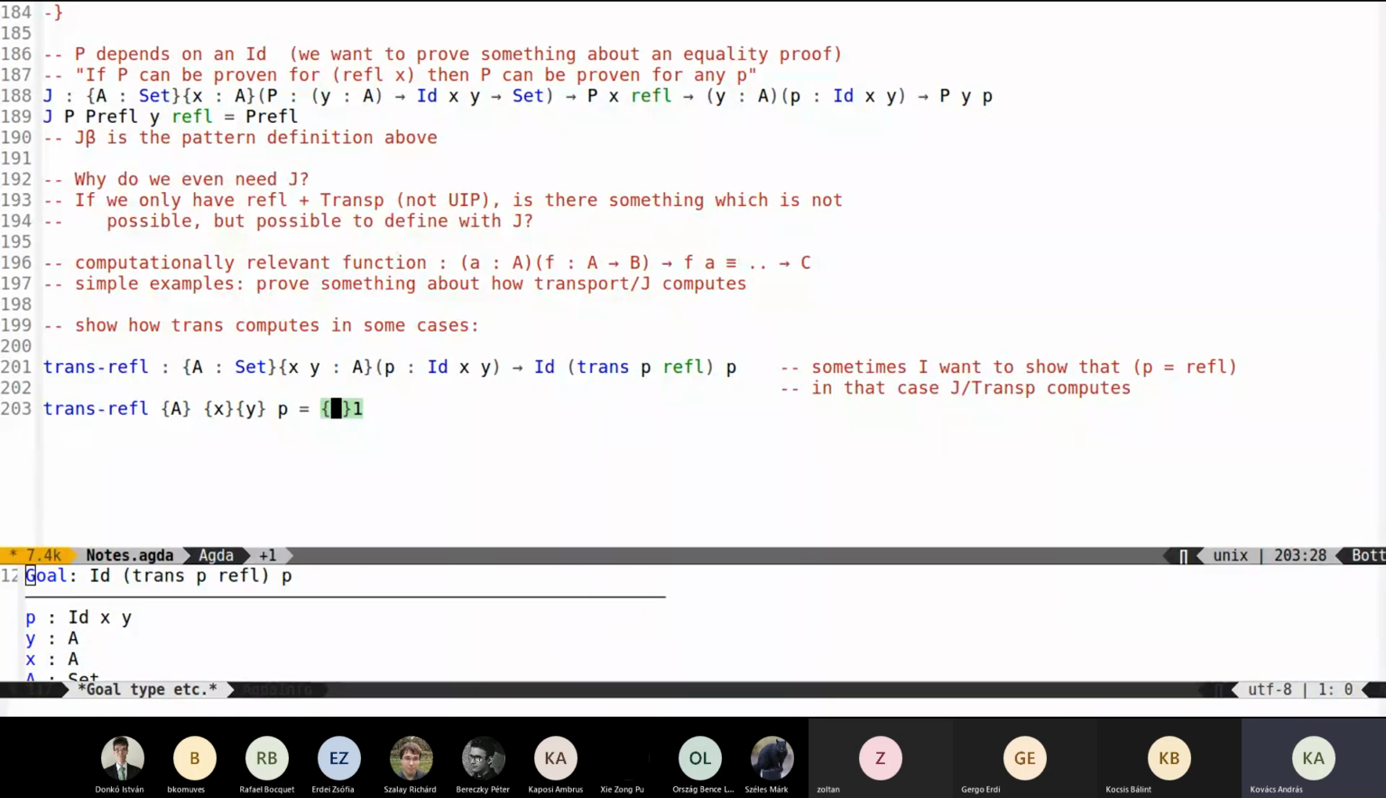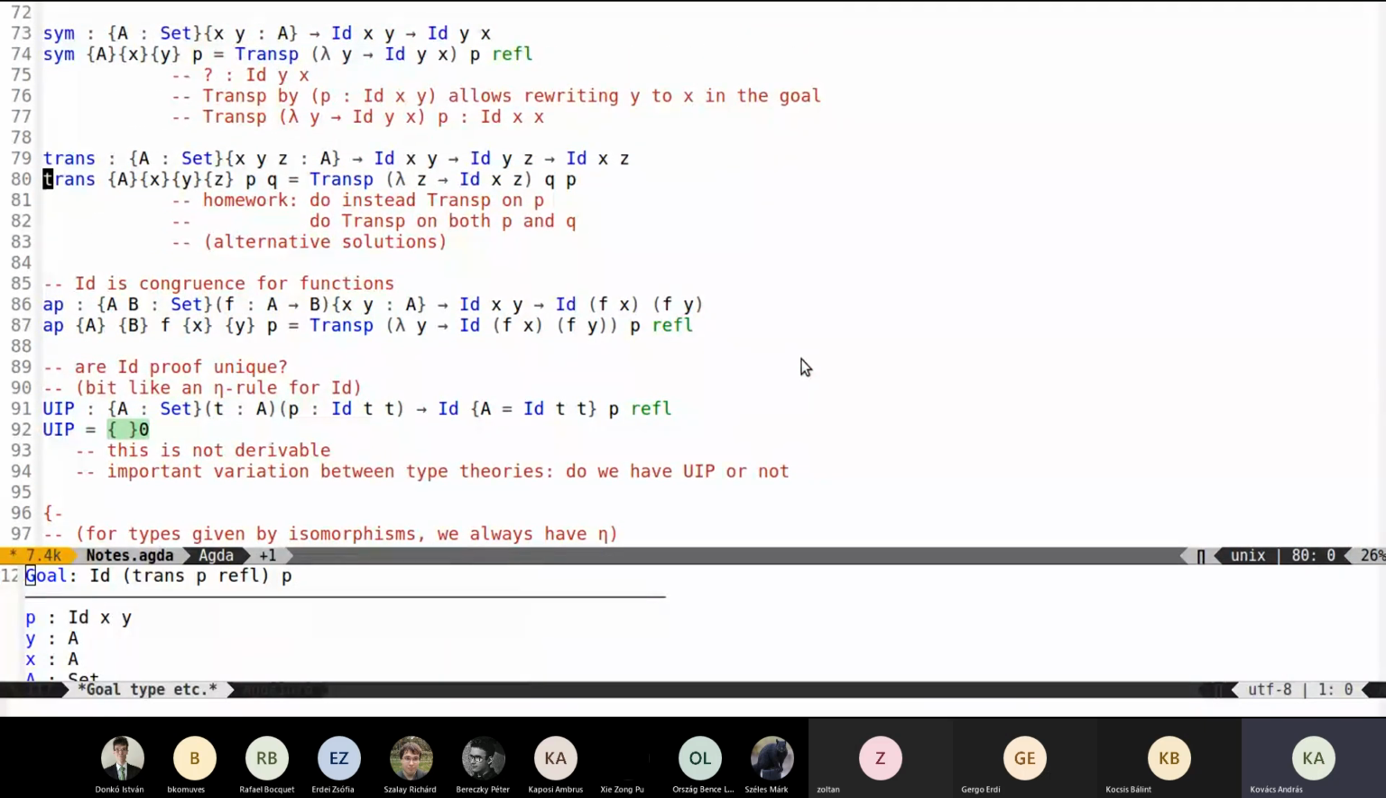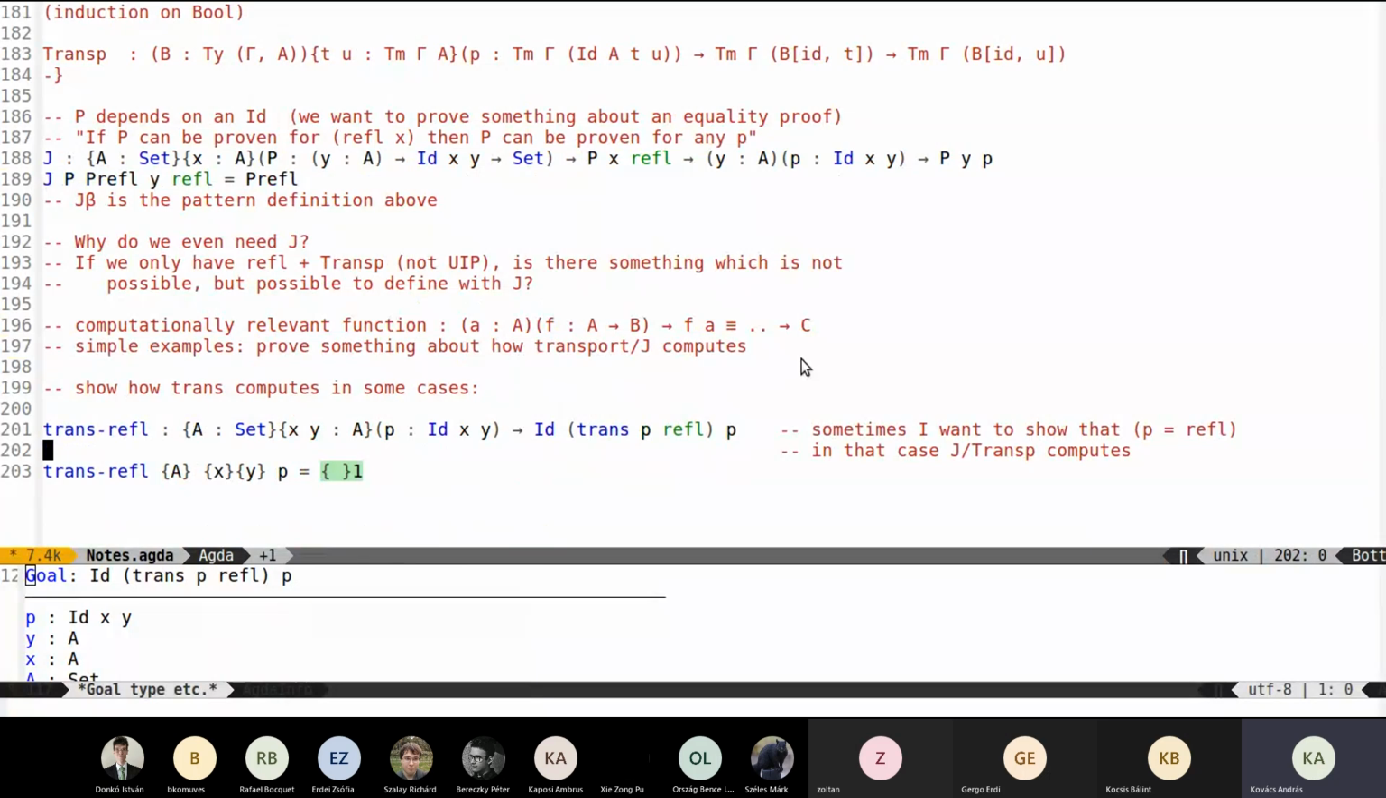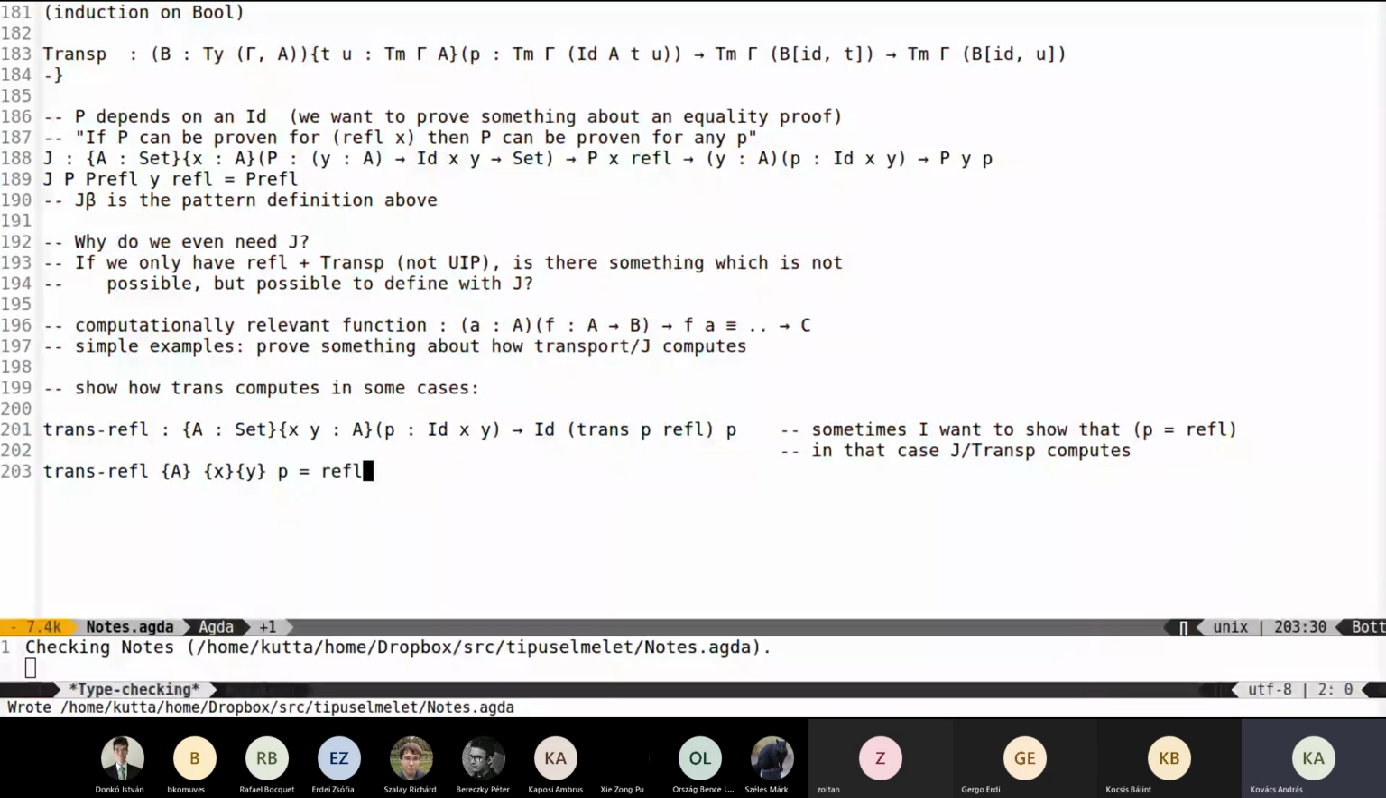Now the goal is actually trivial, because the way I defined trans, you can see that trans is defined by transport on the second argument. If this is defined by transport on the second argument, then this equation just holds by definition, because the goal here is ID of trans P refl of something, but trans P refl is defined by a transport, and the transport does a transport on refl and immediately computes away. So this particular equation can be just proven with refl.